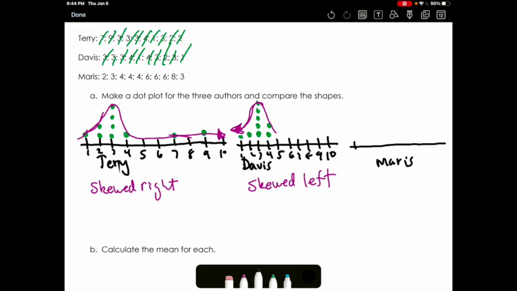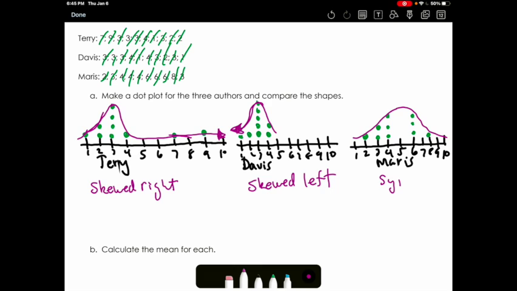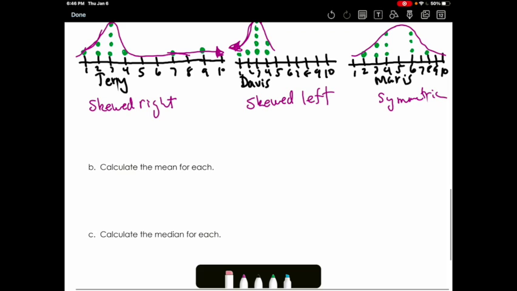And then let's draw Maris's data last. Okay, Maris has 1 2. She has 1 2 3s, 1 2 3 4s, 3 6s, and an 8. Now, if I imagine that I put those together, that to me looks like it's symmetric. I'm not sure if I would call that mound shape because I don't have anything in the middle, but that would be definitely symmetric.